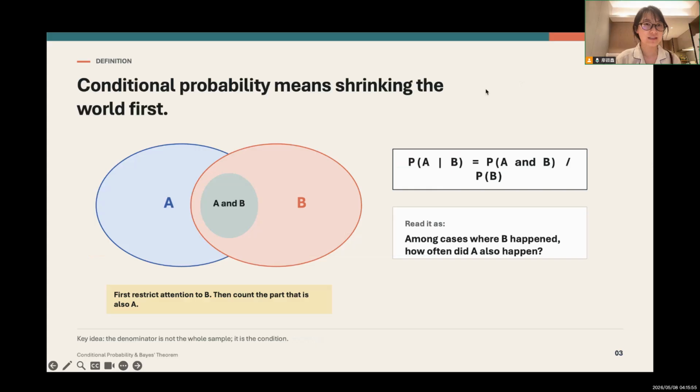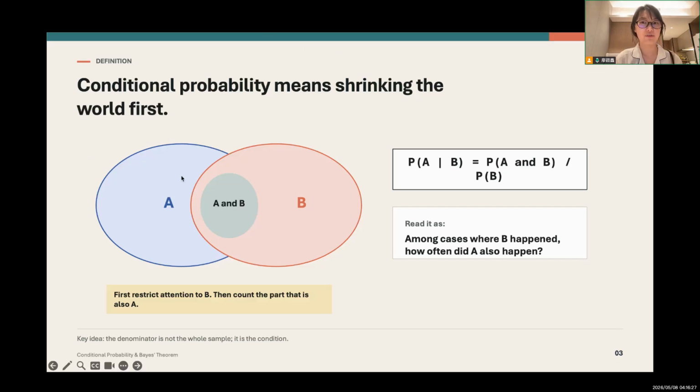So here is a definition. Conditional probability means shrinking the world first. The formula for the probability of A given B is like this. We read this as the probability of A given B. The important phrase is given B. It means B has already happened or B is already known. So we do not count the whole universe anymore. We only count inside B.